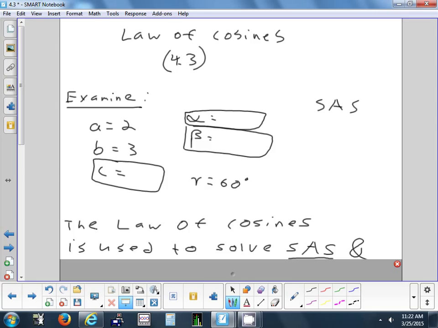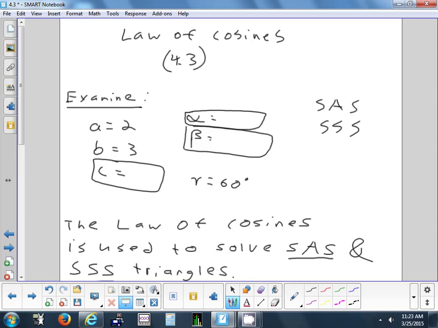Side, side, angle. That's law of sines. Side, angle, angle. That's law of sines. Well, three sides? How? Rearrange these words: side, side, side. You can only have two sides.